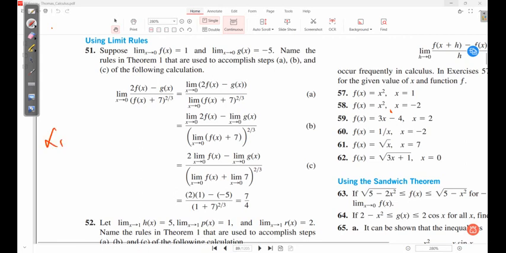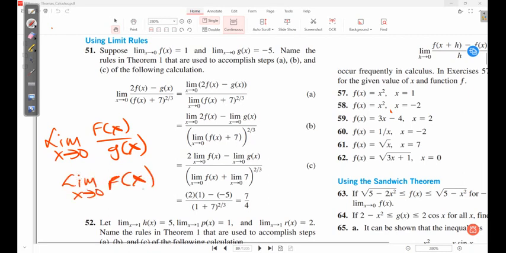When you have the limit as x approaches 0 of a function f of x divided by g of x, you can distribute the limit to the top part and the bottom part separately. If you can divide their results, then you've found the overall limit. That's the idea there.